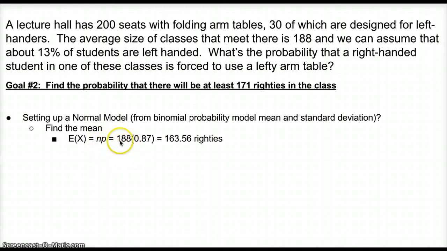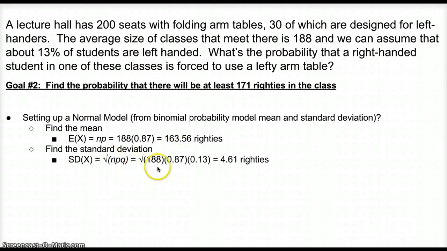So there's 188 students. 87% of the time they are righties, so we are expected to have 163.56 righties. We need to do the same thing for the standard deviation, and the formula for the standard deviation was the square root of n times p times q. So it's the square root, and I didn't have a tool that would draw the line above, so it looks funky, but it works. So it's 188 times 0.87 times 0.13, which will give us 4.61 righties.